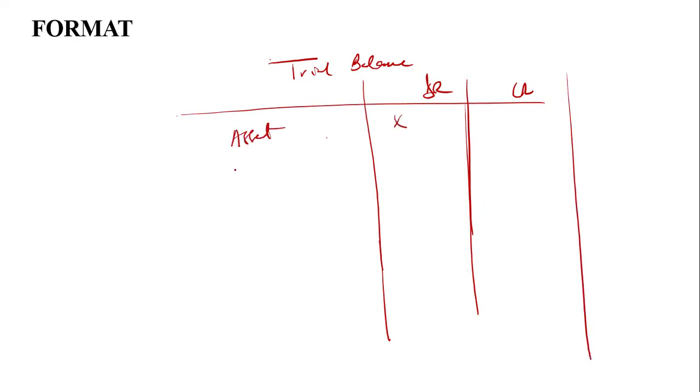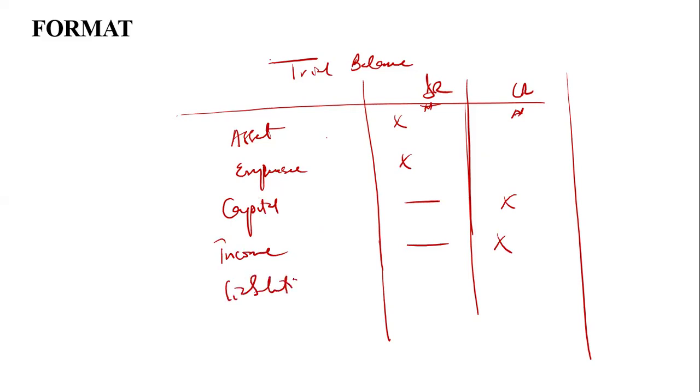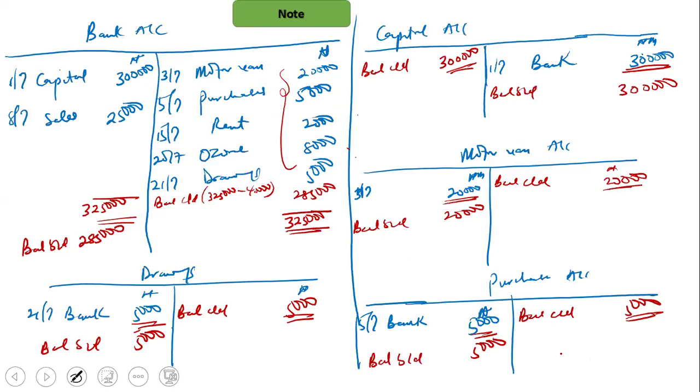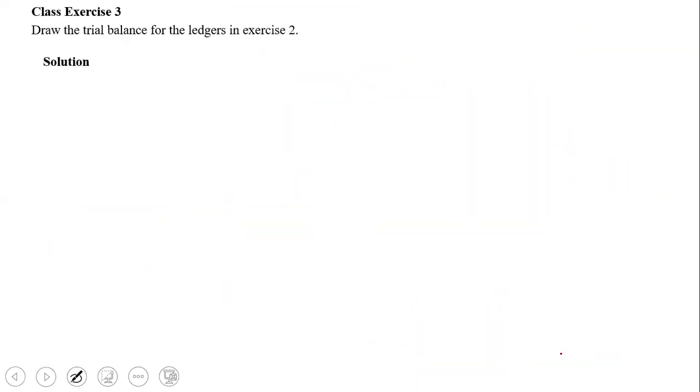Traditionally, assets should be debited, expenses should be debited, capital should be credited, don't forget our currencies. Then income should be credited. Then we also have our liabilities should be credited. And this is how we know that all our transactions are correct. So here is the solution to what we have done on all the transactions.